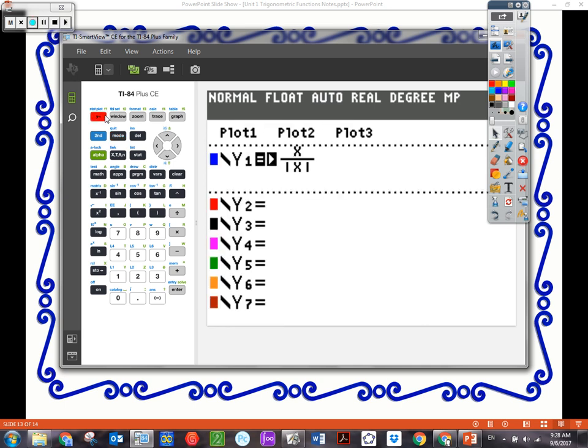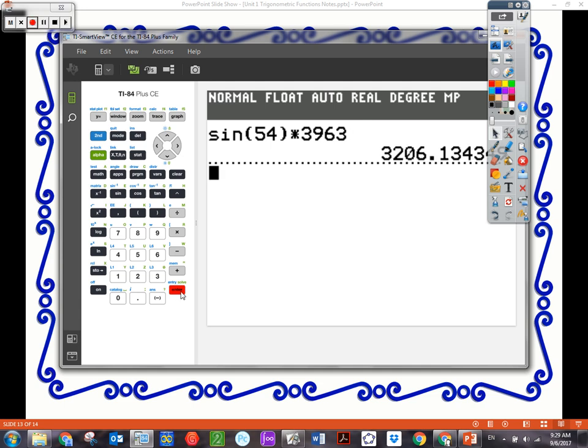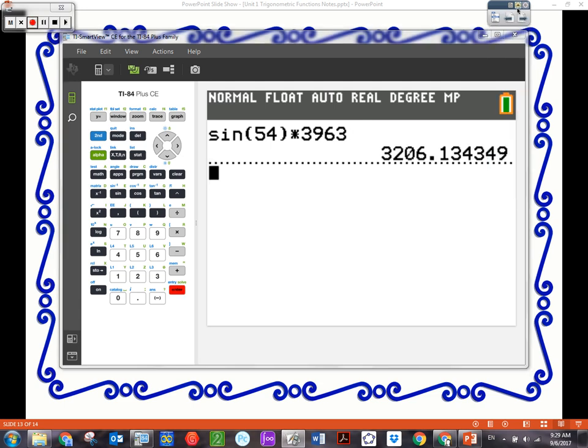All right, so let's get out of here. So now I'm going to type in sine of 54 degrees times 3963. Okay, so this right over here is my radius, right? It has all these numbers in here. We don't want to have to be responsible for typing in all those numbers. We could mess that up. So what we're going to do is we're going to store it.